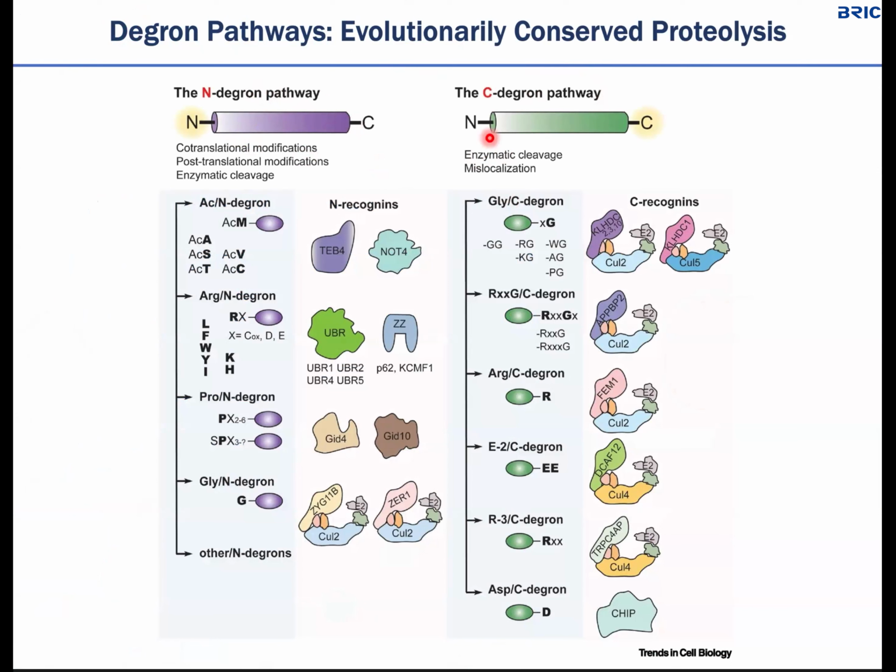The term degron, meaning degradation signals, was coined by Dr. Alexander Varshavsky more than 25 years ago. He founded and pioneered the field of the N-degron pathway, in which specific amino acid residues and their post-translational modification results in protein degradation. Recently, the C-degron pathway was also discovered.